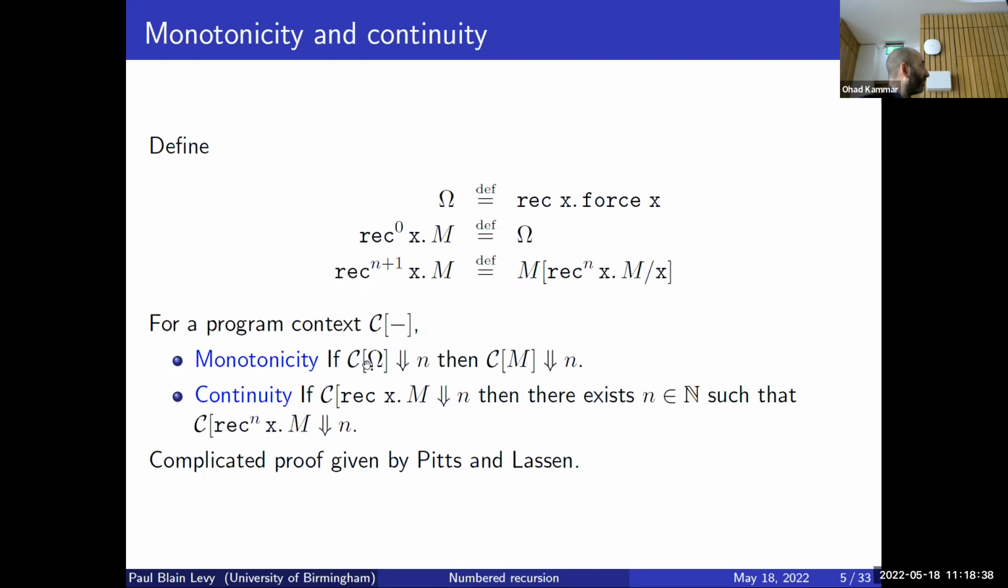If you think of an order, big omega is below m. The terminology is inspired by domain theory. So it's saying that the context is like a monotone function, where bottom is the least element of a domain.